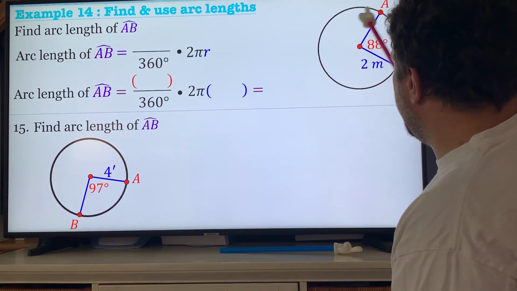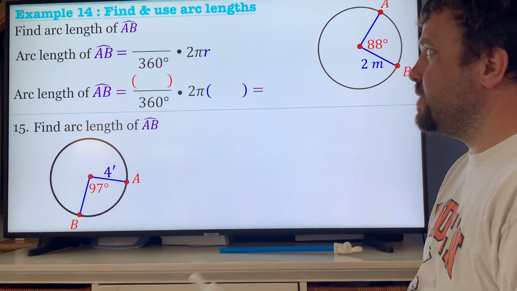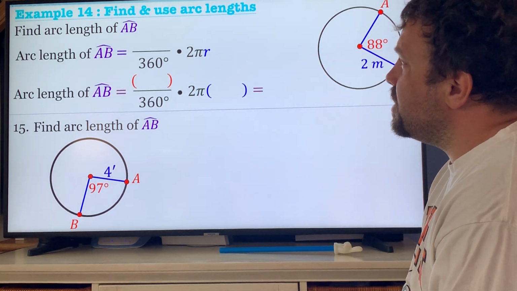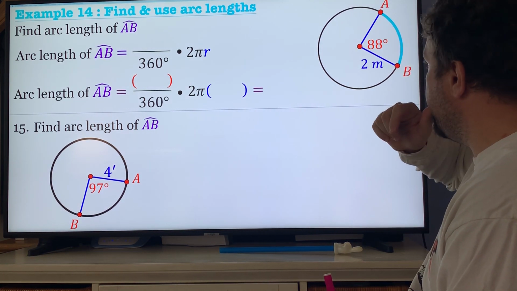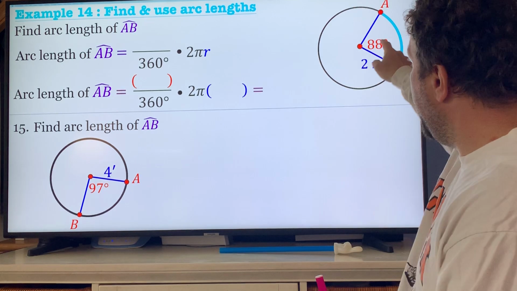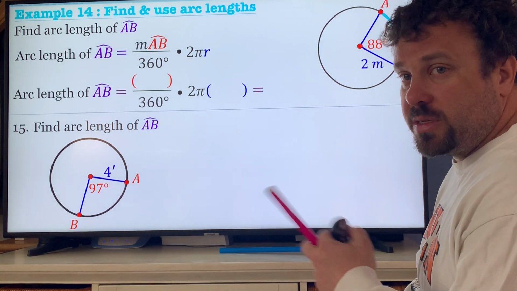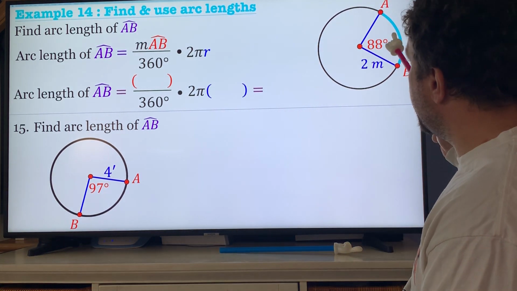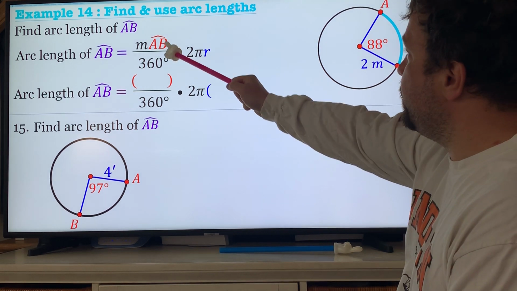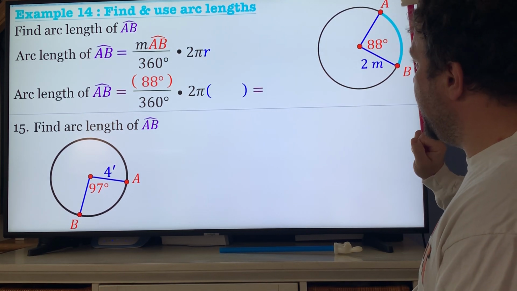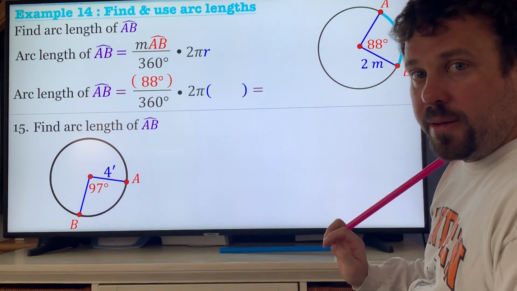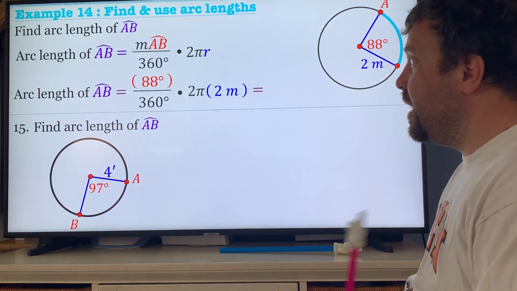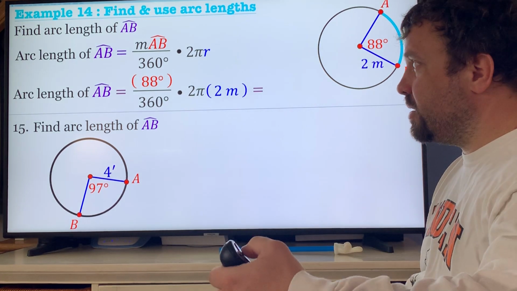Find the arc length of AB. Now we got a bunch of stuff here. So step 1. The arc length of AB is take the angle. What's the measurement of AB right here? The measurement should be 88 degrees. Remember, we just did arc measurement last lesson. So the arc measure of AB times 2 pi r. So fill in the arc measurement, which is 88 divided by 360 times 2 pi. Radius here is what? 2 meters.